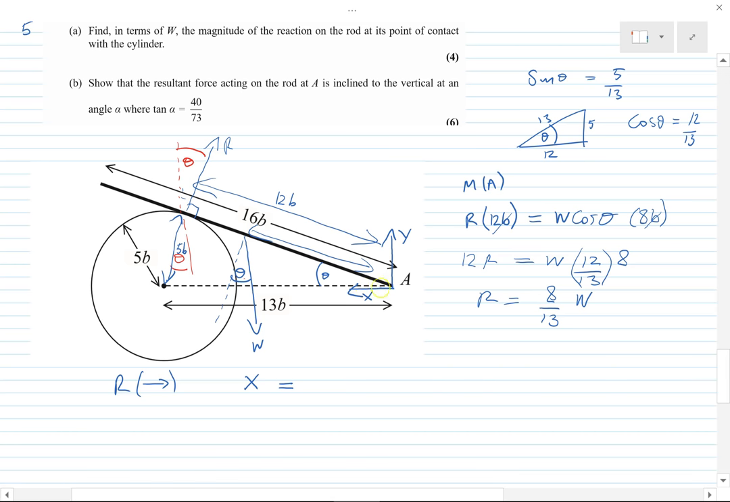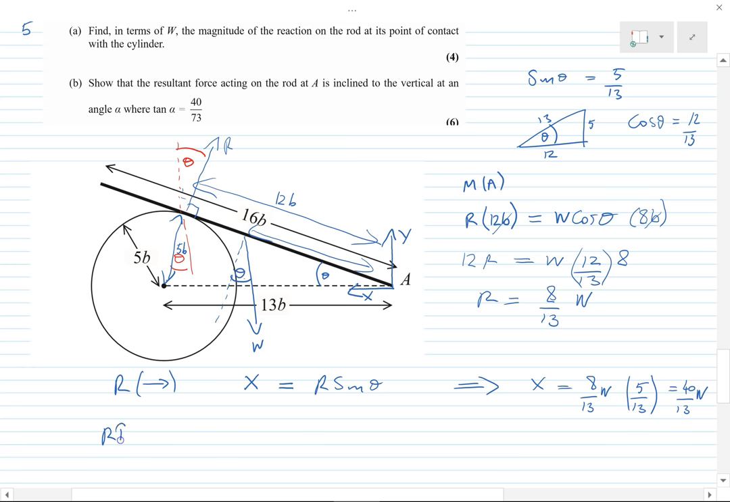So we have X, which is the horizontal component of that force, equal to R times sine theta, because it's away from the marked angle there. So it's R sine theta. But we know that sine theta is 5 over 13, and we know that R is equal to 8 over 13 W, times 5 over 13. So I've put in 18, but I meant 8, of course. 8 over 13 W times 5 over 13. So that's 40 over 13 W.